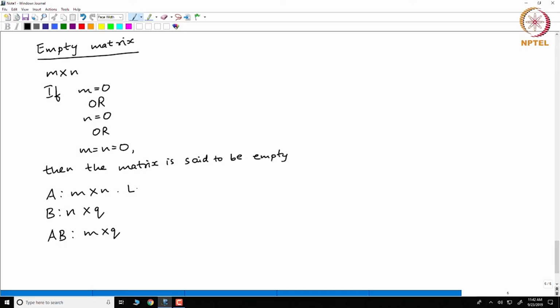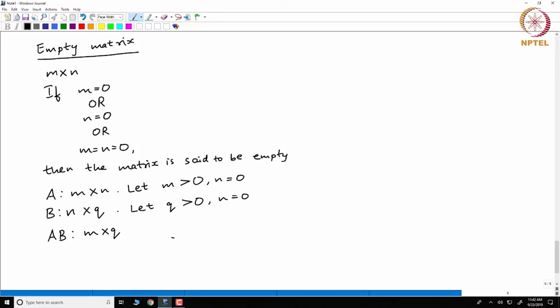So we will make some assumption. Let m be greater than 0. Let Q be greater than 0. Let n be 0. Then A is an empty matrix, because number of columns is 0. B is also an empty matrix because number of rows is 0. But what happens to AB? If you look, m is not 0, Q is not 0.